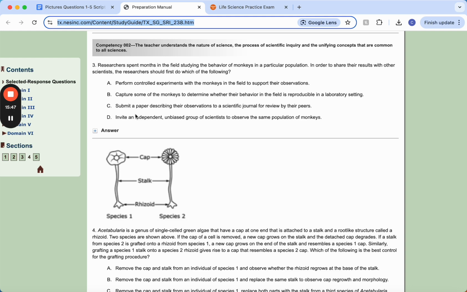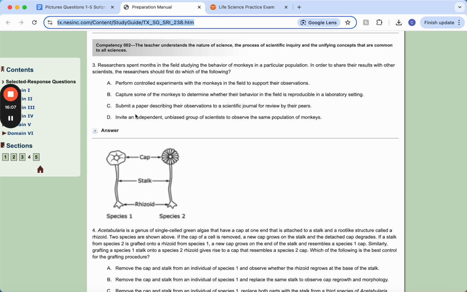Peer-reviewed journals have a very specific format. This is just a general overview, but the major parts of a peer-reviewed article are going to be an abstract. That's your first part. This is going to be a brief summary of your article. And then you'll have an introduction, which is going to introduce the research study.